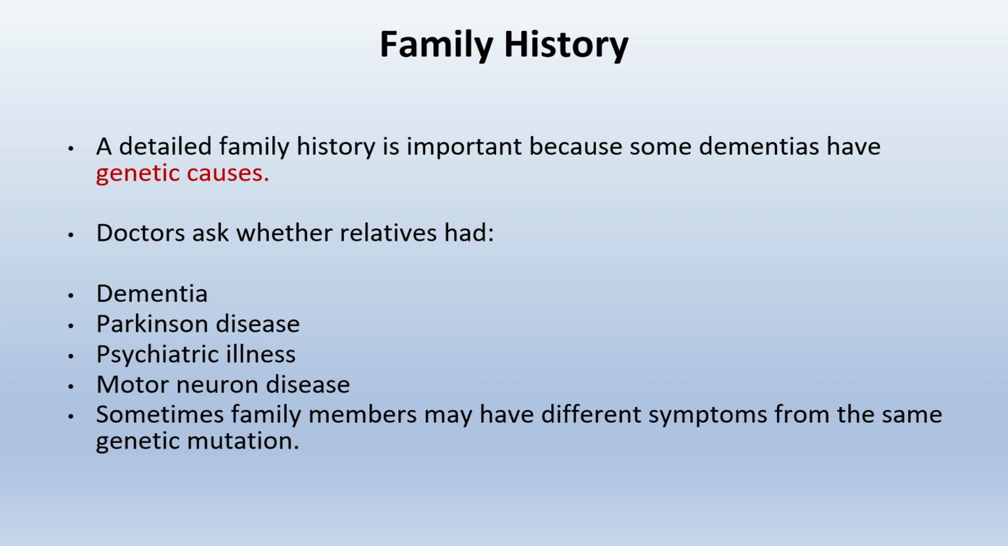Family history. A detailed family history is important because some dementias have genetic causes. A doctor should ask whether relatives had dementia, Parkinson's disease, psychiatric illness, motor neuron disease. Sometimes family members have different symptoms from the same genetic mutation.